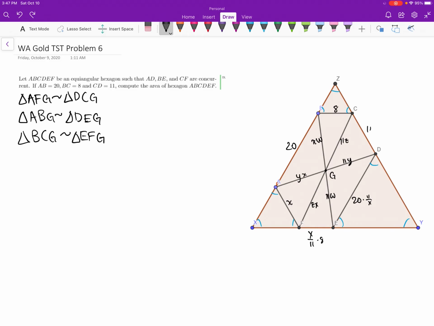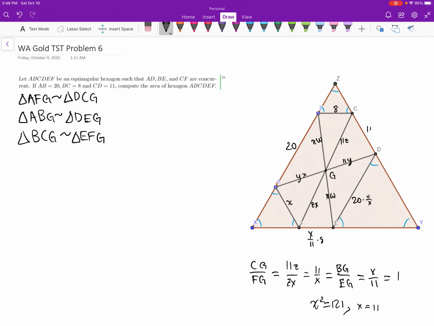And here we would instead have the ratio FG over CG. So CG over FG is equal to 11z over zx, which is just 11 over x. But also this is equal to BG over EG, which we already computed to be x over 11. So that gives us that x squared is equal to 121. And because x is obviously positive, we get that x is equal to 11. In particular, this means that this fraction is indeed equal to 1.